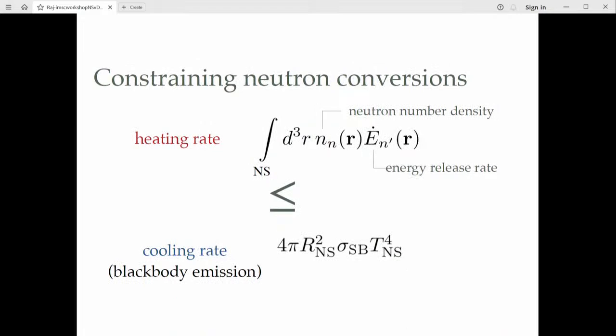Now here's a little bit more detail on how I do the calculation. To set constraints, I demand that the heating rate, the internal heating rate, is smaller than the cooling rate, which again I model as a black body, like everyone does. The heating rate is given by an integration over the volume of the star times the neutron number density at a given radius, times the rate at which energy is released due to this hole formation in the Fermi sea.